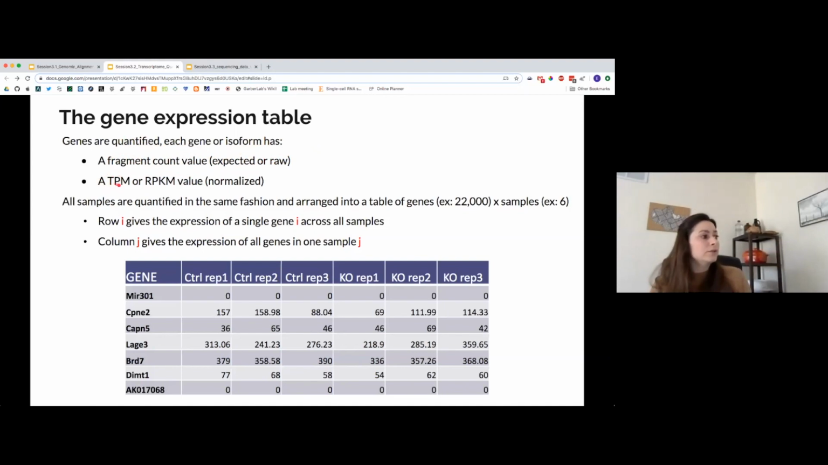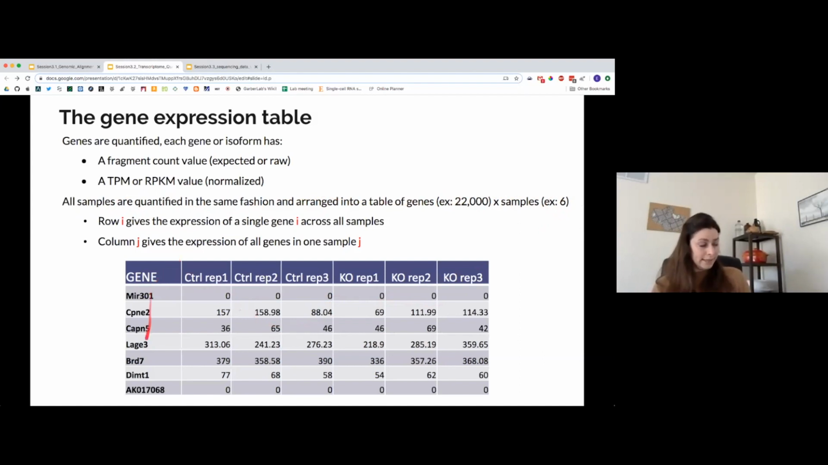And you also are going to have a normalized value, which we'll go into in another session, of TPMs, transcripts per million, or RPKMs, which I'll go into later. So all the samples are quantified in the same way and arranged into a table. For example, we have 22,000 genes that were observed in, for example, 6 samples shown here.